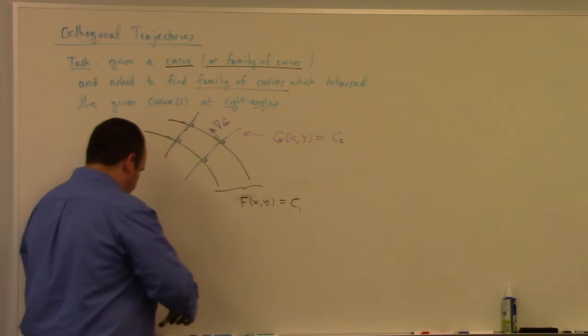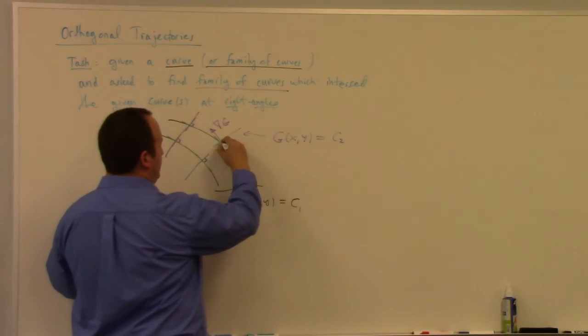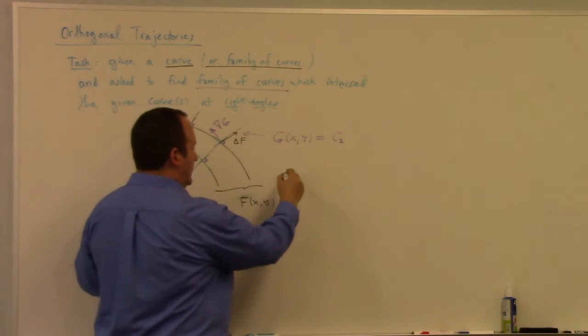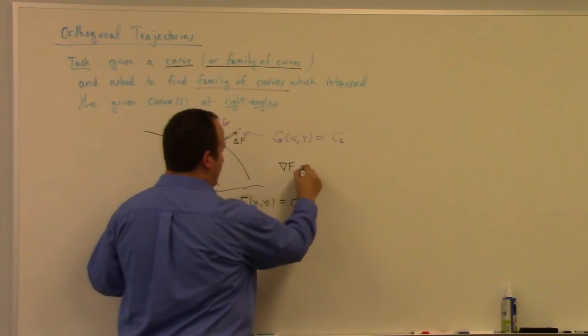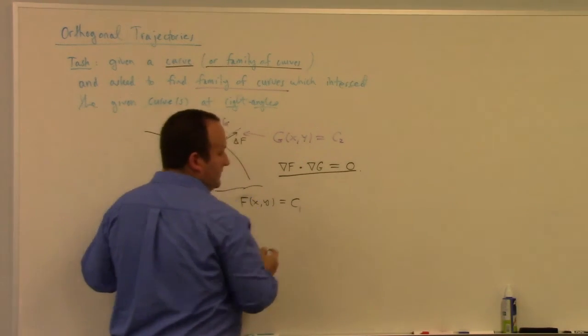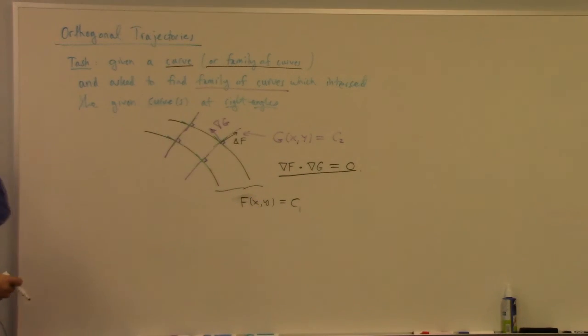And the gradient of f points off the level curves of f like this, right? And so, yeah, one way you could look at it is you need the gradient of f dot the gradient of g to equal 0. That is, in fact, one way you could look at it. It's not the way I usually attack it, but that's a nice comment, I think.